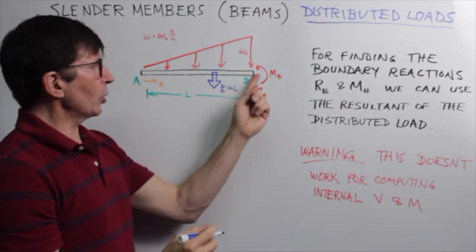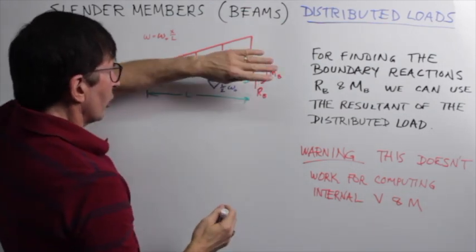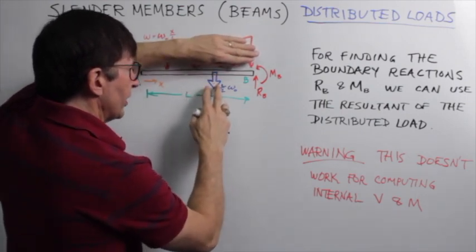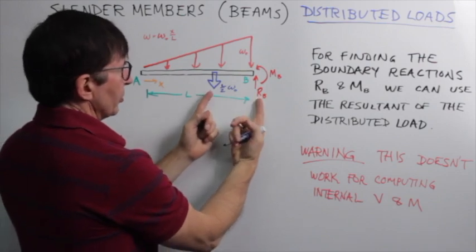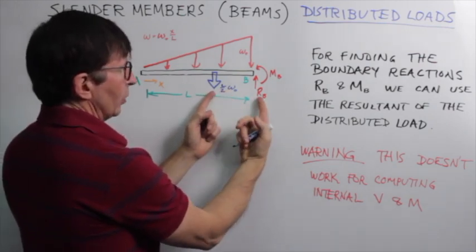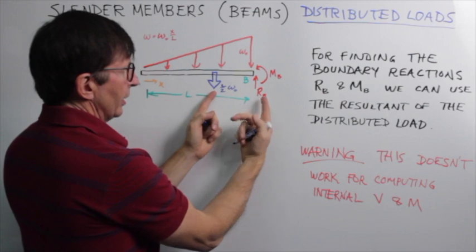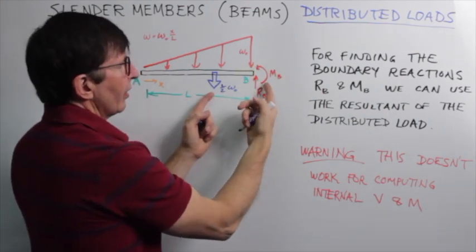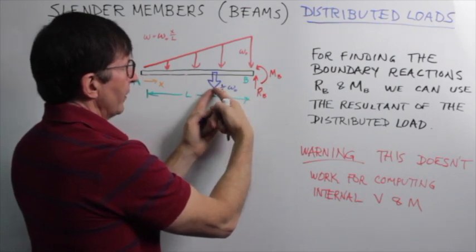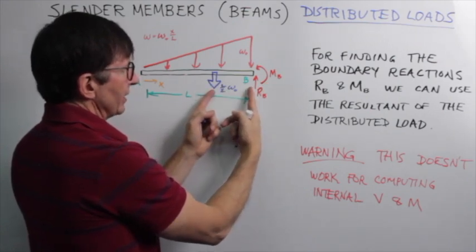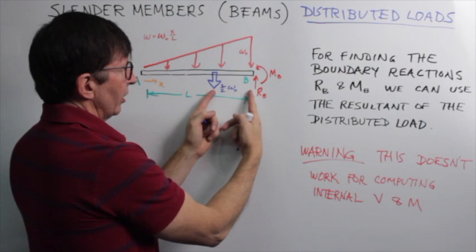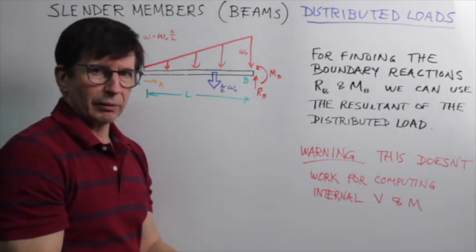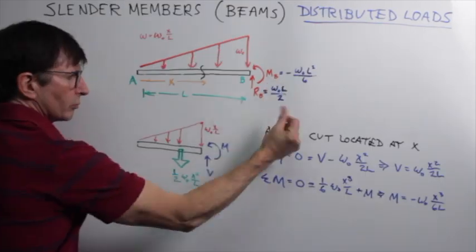And so now for computing our reactions here, we're going to forget that we actually have a distribution, use the resultant, and we'll see that RB is going to be equal and opposite to that magnitude. MB is going to be equal to the negative of this reaction times that distance, which is 1/3 of L. So let's do that.